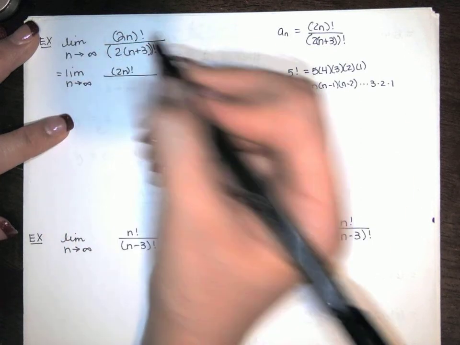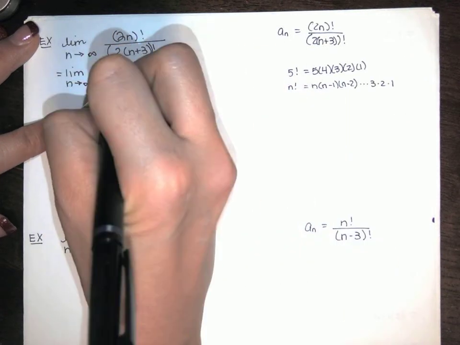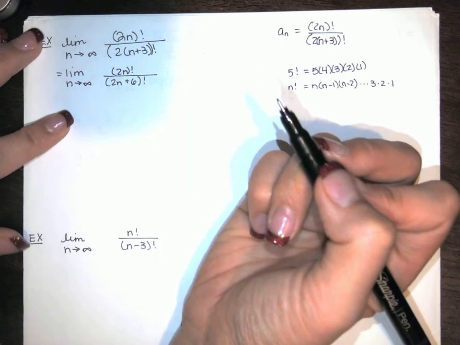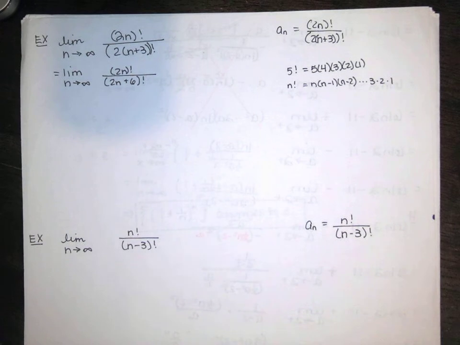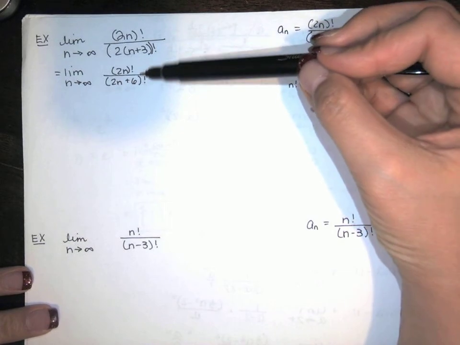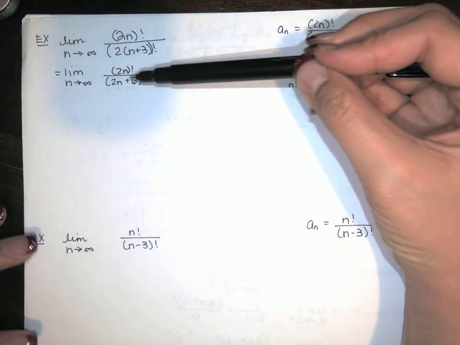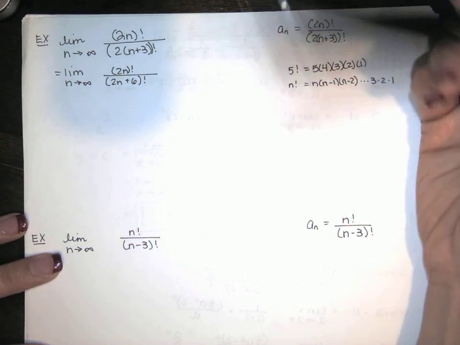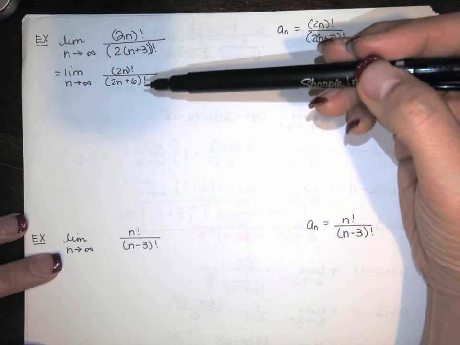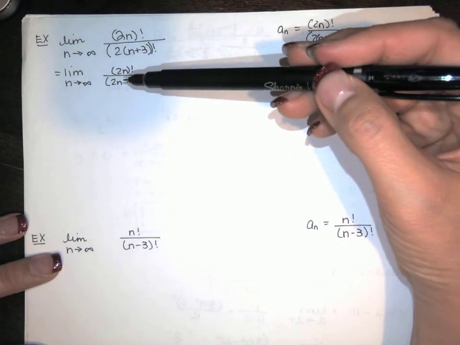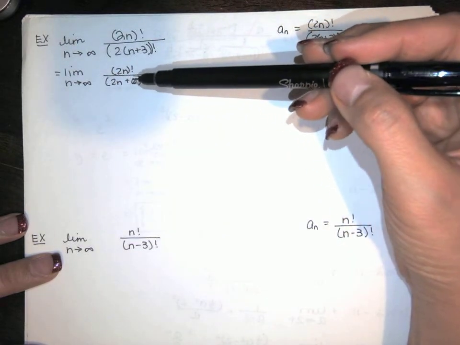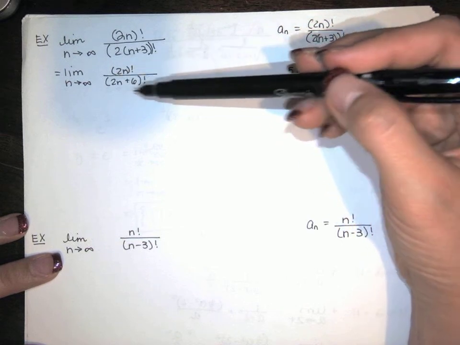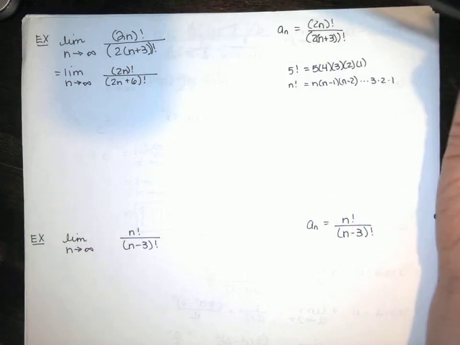If I distribute that 2, 2 times n is 2n, 2 times 3 is 6. The way to simplify this is to think about which of these two numbers is larger. Is 2n larger or is 2n plus 6 larger? I hope you said 2n plus 6 is larger because of the plus 6. Because of that, because this one's larger, a bunch of the factors in the numerator and factors in the denominator are going to cancel. All the factors in the numerator are going to cancel, and then there are going to be some leftover factors in the denominator.